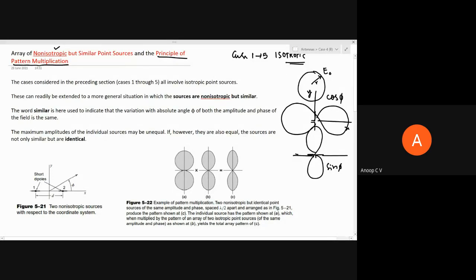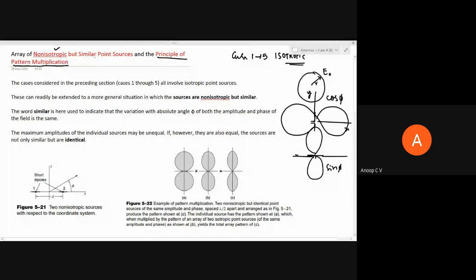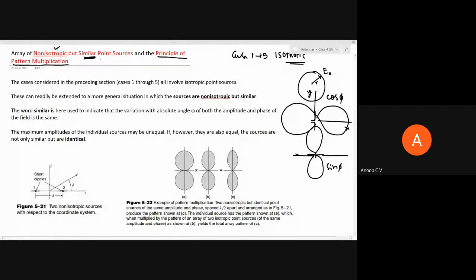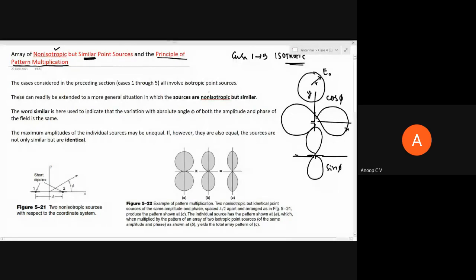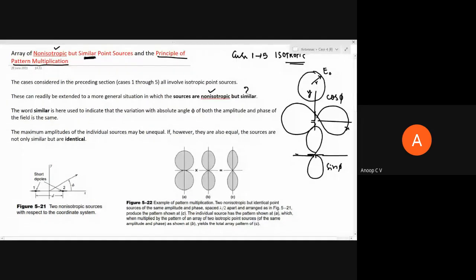This is the case of non-isotropic but similar point sources. You know what is meant by a non-isotropic source. But what do you mean by similar source? Similar means it should have the same radiation characteristics. If not the same amplitude, at least the pattern should be the same. So this is the case of an array of point sources which are non-isotropic but similar.